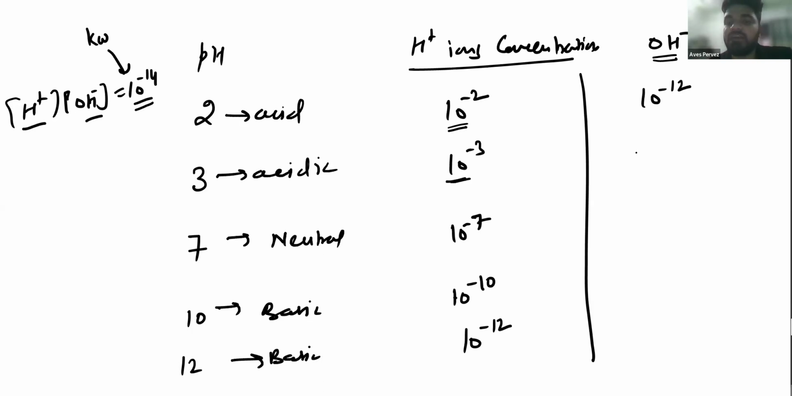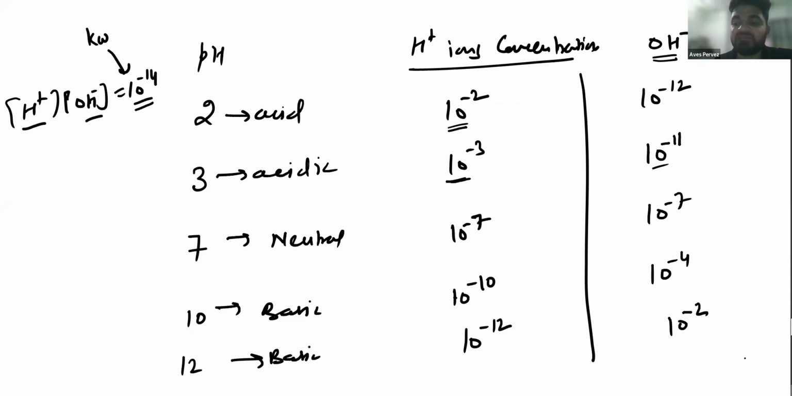Got it? Then this will be 10 raised to the power minus 11. So when you add these, since the bases are the same, the powers will be added. So here it will be 10 raised to the power minus 7, 10 raised to the power minus 4, 10 raised to the power minus 2.